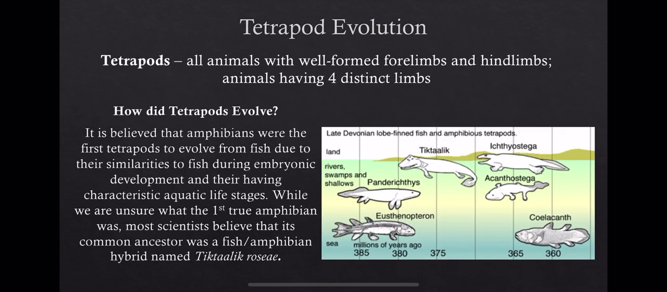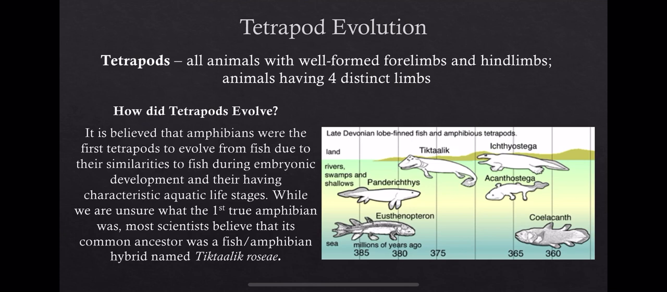So anything that has 4 well-formed limbs, typically 2 forelimbs and 2 hind limbs, are called tetrapods. And tetrapod animals are believed to be more evolutionarily advanced than things like invertebrates or fish. So what then is the evolutionary link between fish and our first tetrapods, which are amphibians? We're not quite sure what the missing link, quote unquote, there is, but we do believe that it most likely was something called the tiktaalik.